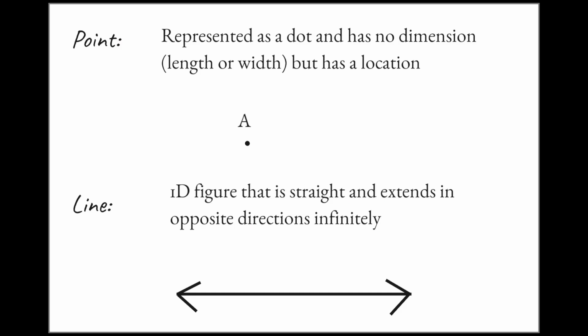So the first bit is a point, and that just describes a location of something. So it's just a dot. It doesn't have a length, a width, nothing, no dimensions, just a dot, as you can see, A. Then you've got a line, and a line is a 1D figure, and it extends indefinitely in opposite directions.